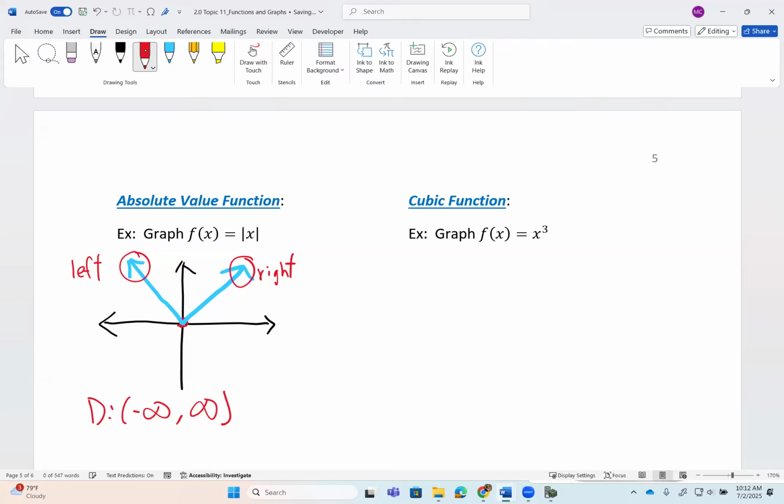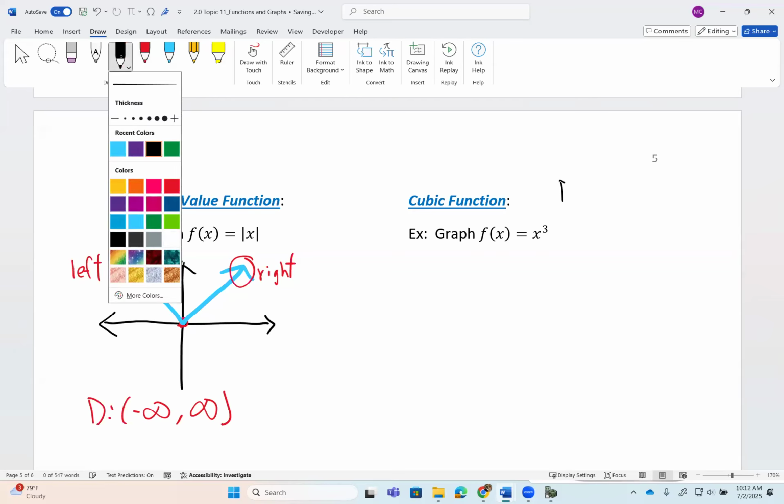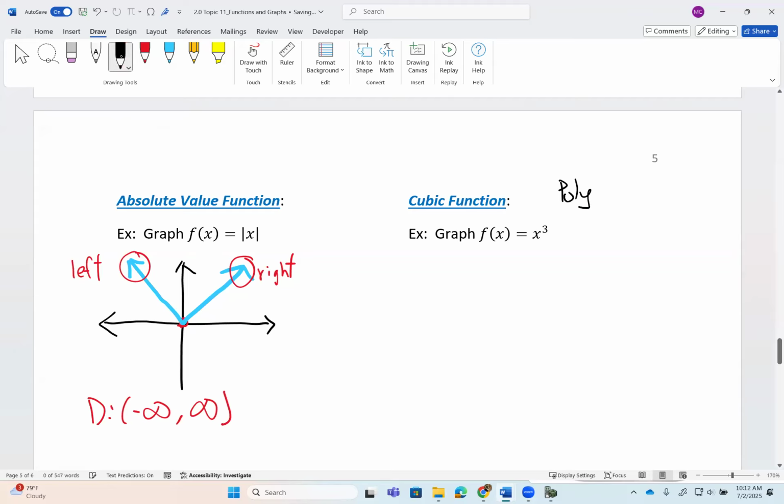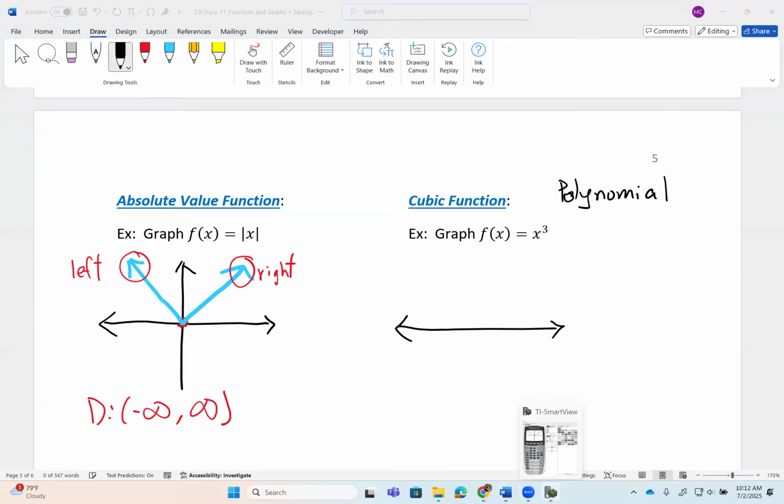Okay. Cubic function, x to the third power. This is considered a polynomial function, which we'll spend a lot of time talking about. As you can begin to see, many topics that we've reviewed so far in this class are a type of graph, a type of function. So x to the third is called a cubic function, or generally it's a type of polynomial function. So let's see what it looks like.